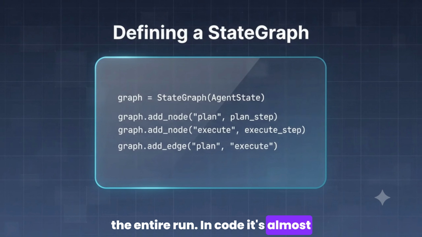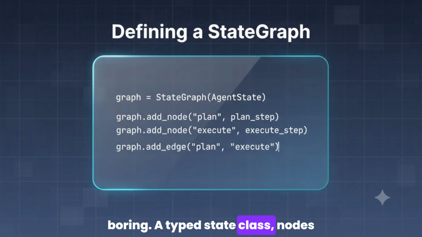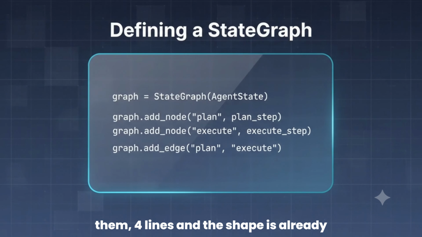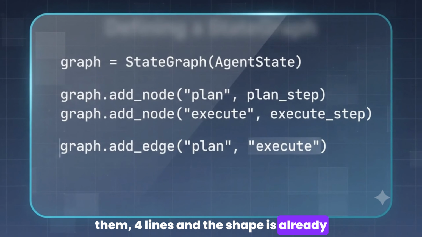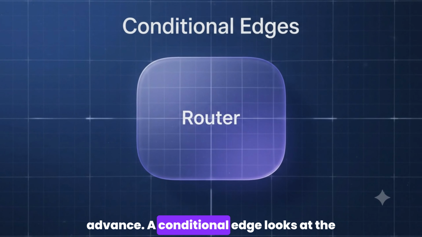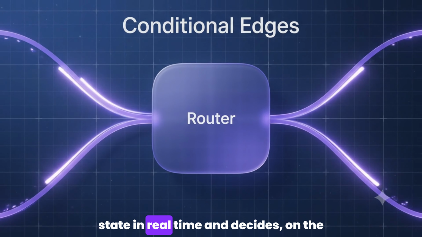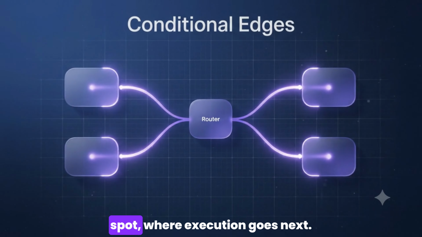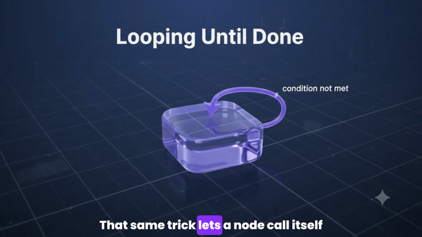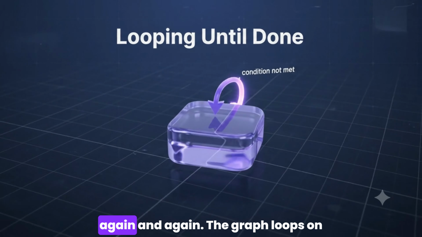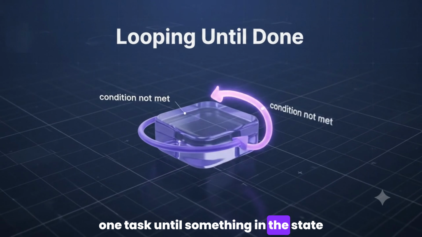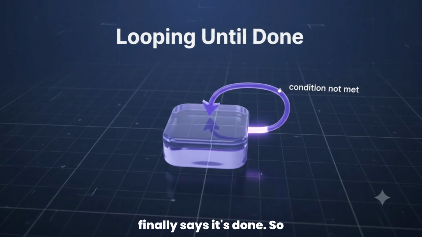In code, it's almost boring. A typed state class, nodes registered by name, edges wired between them, 4 lines, and the shape is already alive. Not every edge is fixed in advance. A conditional edge looks at the state in real time and decides, on the spot, where execution goes next. That same trick lets a node call itself again and again. The graph loops on one task until something in the state finally says it's done.